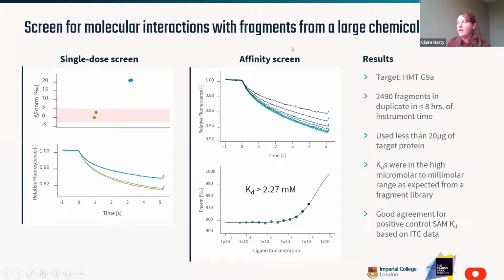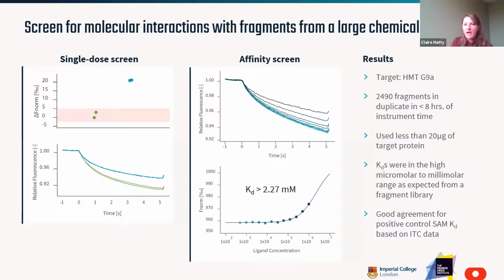So just to summarize for this screen, firstly it was a single dose screen with the, say, 2,500 fragments, and then a follow-up affinity screen with the 89 hits from that single dose screen. Overall, it was 2,500 fragments in duplicate in less than 8 hours. That's including the affinity screen as well. It used less than 20 micrograms of the target protein, and the KDs were a range of different affinities.